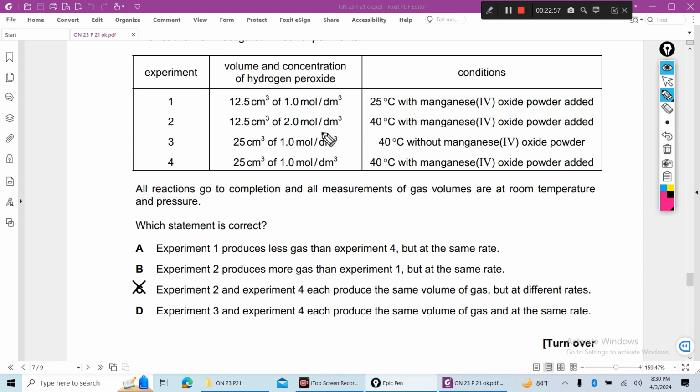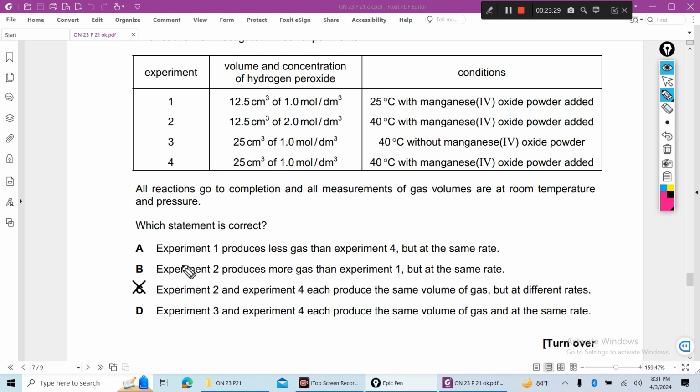Why? You see, experiment 2 concentration is 2 mol per dm cubed and experiment 4 concentration is 1 mol per dm cubed. So if the concentration is more, the rate of reaction will be high. So C is the correct answer. And A is wrong. Why? Experiment 1 produces less gas than 4.